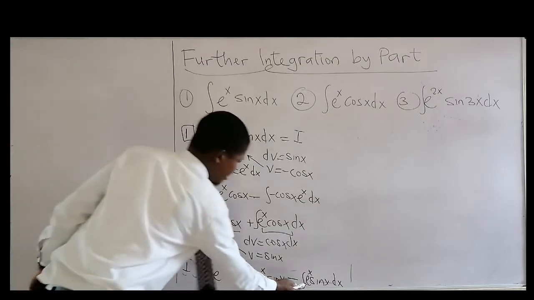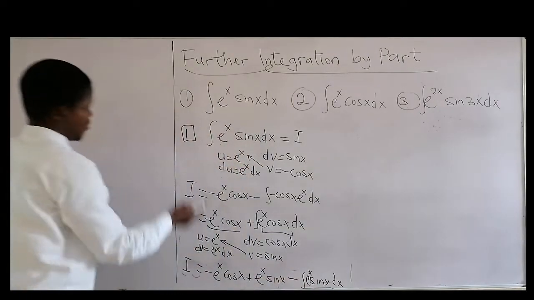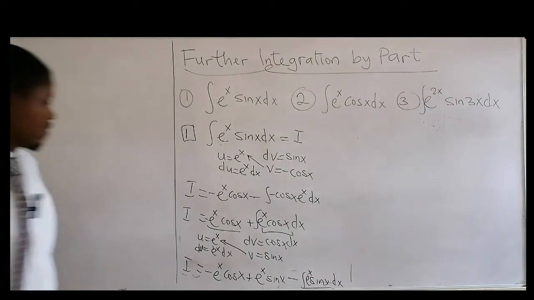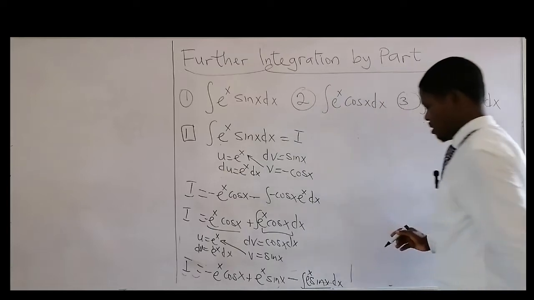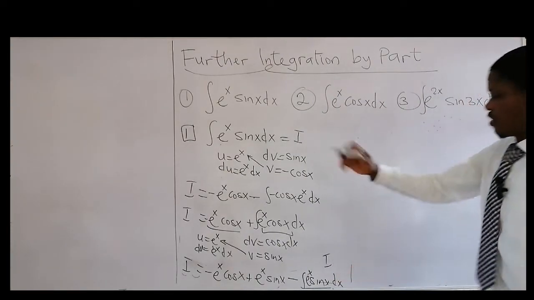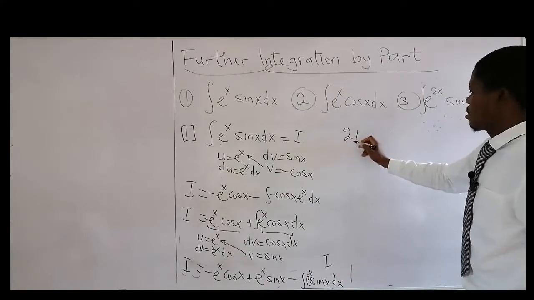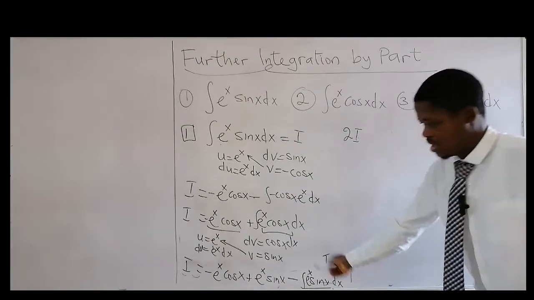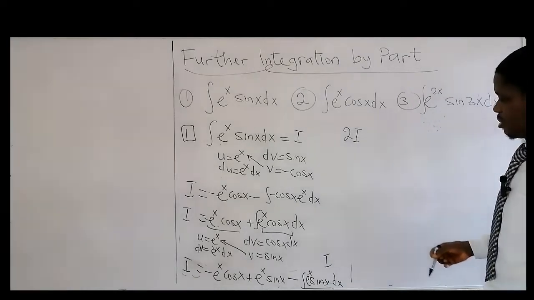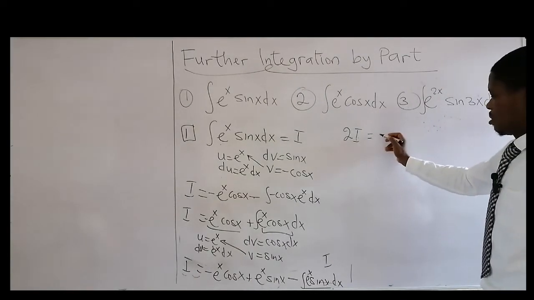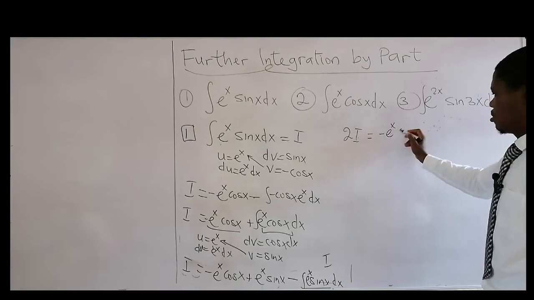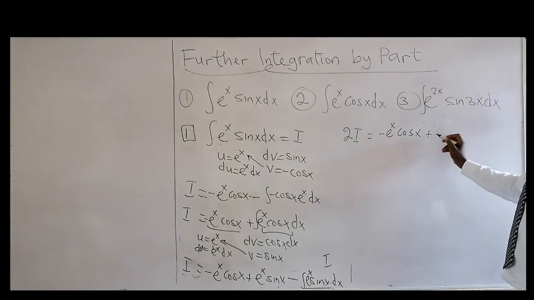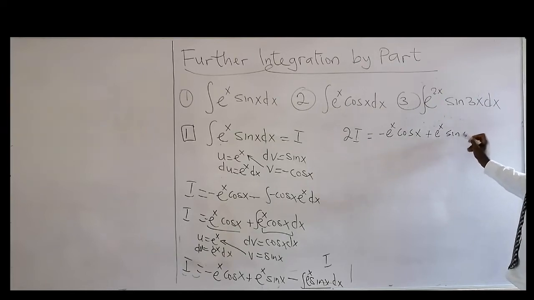This last one, this e^x sin x, is the same thing as our question. That's the same thing as our question. So this is equal to I. So move it to the other side, becoming 2I. Okay, this is I, that's the question, we gave it the symbol I. Let it go to the other side. That's I plus I equal to minus e^x cos x, okay, plus e^x sin x.